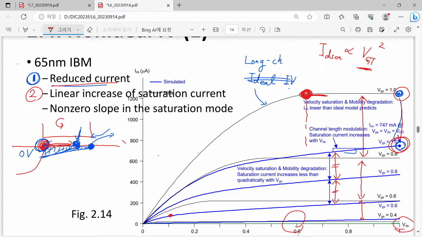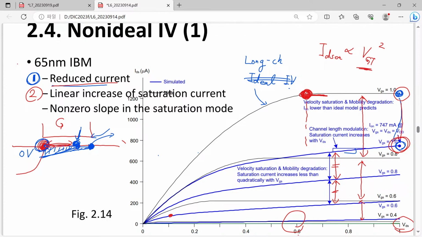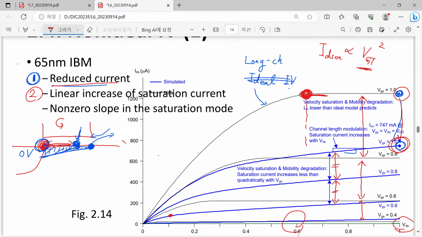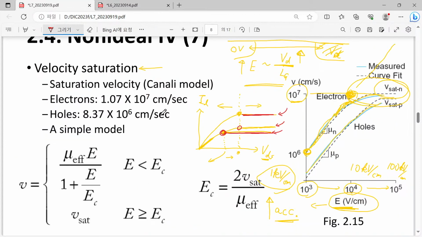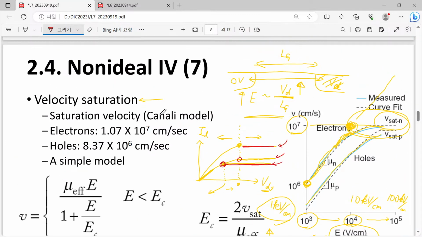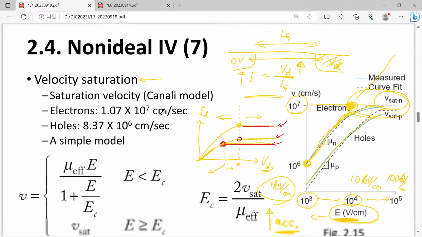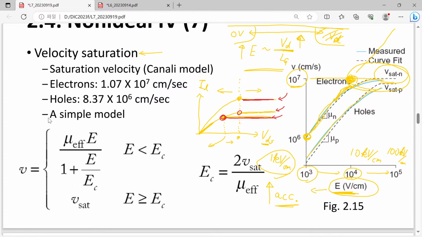Now we have only 2 minutes left, so it's a pity. Velocity saturation effect: my original plan today was to consider a simple model of velocity saturation. Unfortunately, I spent quite a long time explaining details of other material. So in the next lecture on Thursday, I will explain this part.